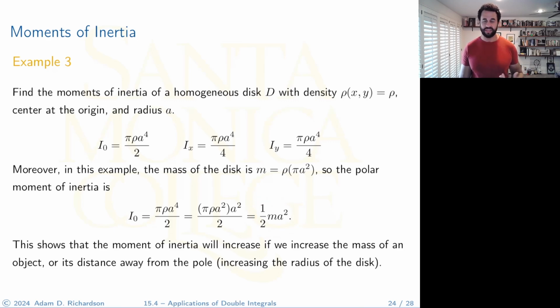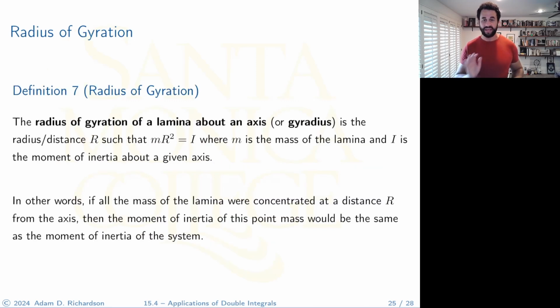And this actually shows that that moment of inertia is going to increase if we increase the mass or if we increase the distance away from the pole. This is behavior that you might have seen before in a physics class, and this is why that's happening. You can see it coming out through the actual integration process. All right. So last thing we have to talk about is the radius of gyration.